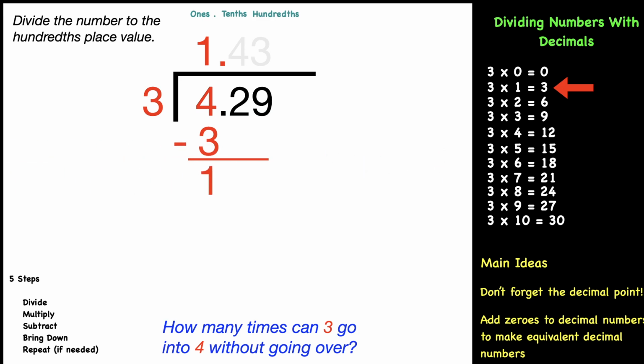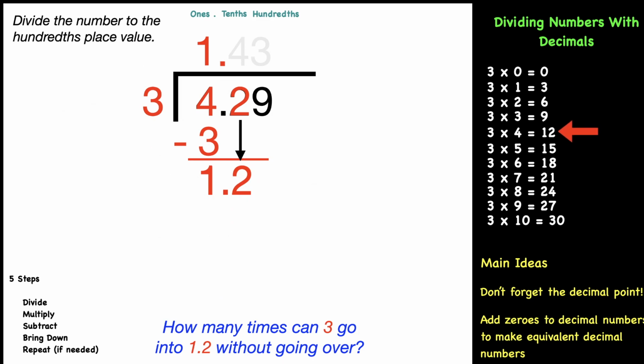4 minus 3 is 1. And now we're ready to bring down that 2 in the tenths place value. That gives us 1 and 2 tenths when you put in your decimal point, and we're ready to begin again. We're going to start with the 3. In other words, how many times does 3 go into 1 and 2 tenths without going over?